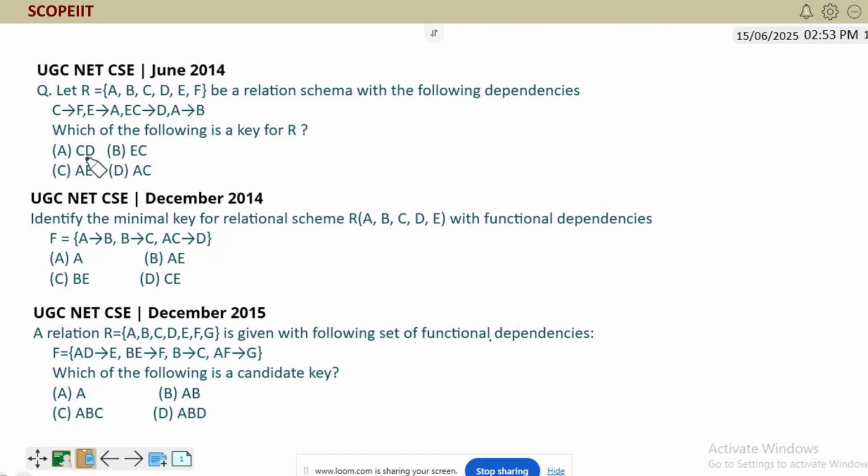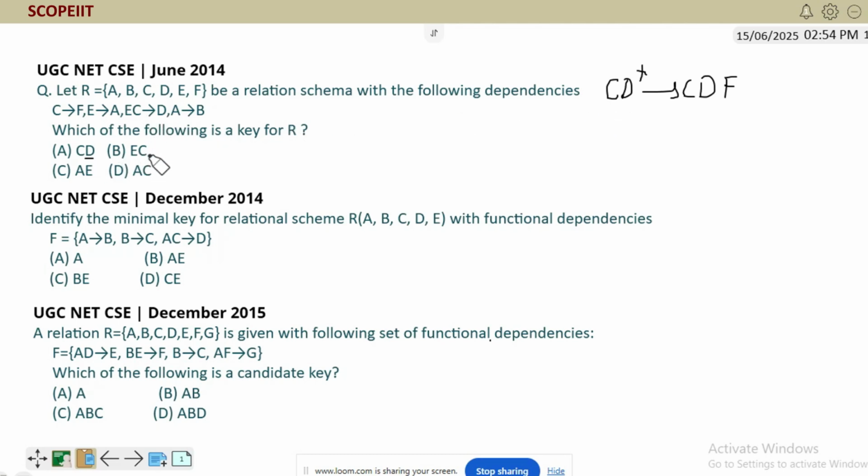The first they have given is CD. So let us solve for CD. The closure of CD is first of all CD. Then you can see from C I can get F. Then further E we don't have. Even EC we don't have. We have only C, and even we don't have A. So if we find the closure of CD, we will get only this much.